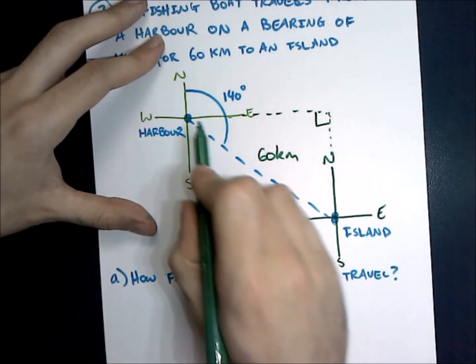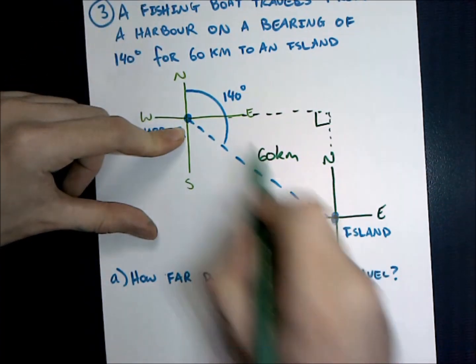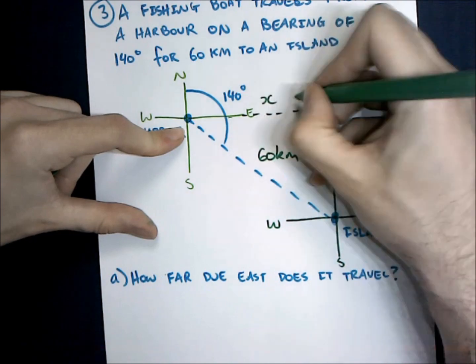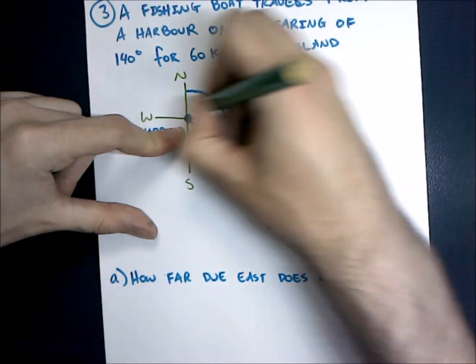So I want to find out how far east. When he ends up down here, how far just in this direction has he gone? So I want to find out this length from here all the way to here.